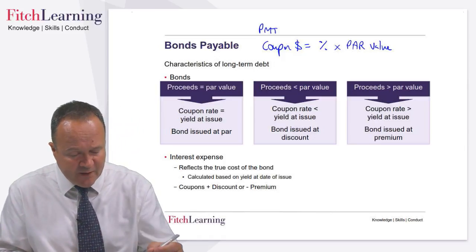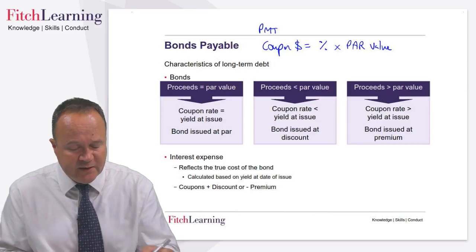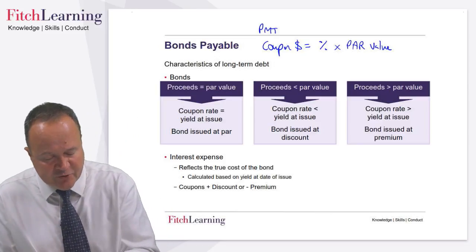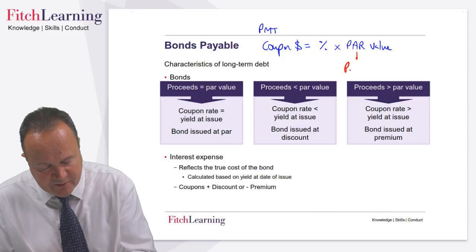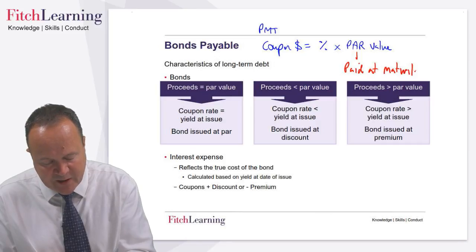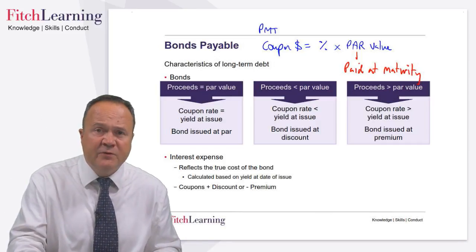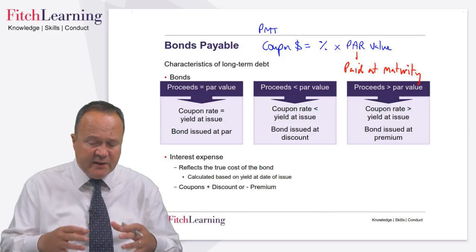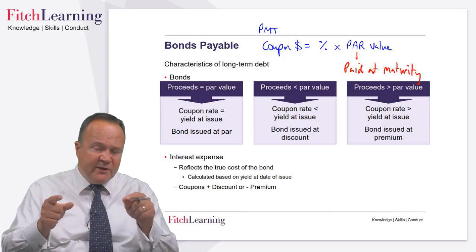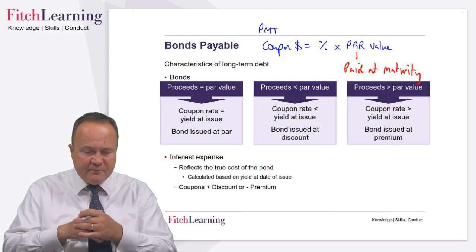The par value also, however, is important because it determines the amount you get back at maturity. So the par value is paid back to the investor at maturity. So the par value or nominal value has two very important aspects. It's the cash flow you get at the end, and it also drives the income you get in the meantime.